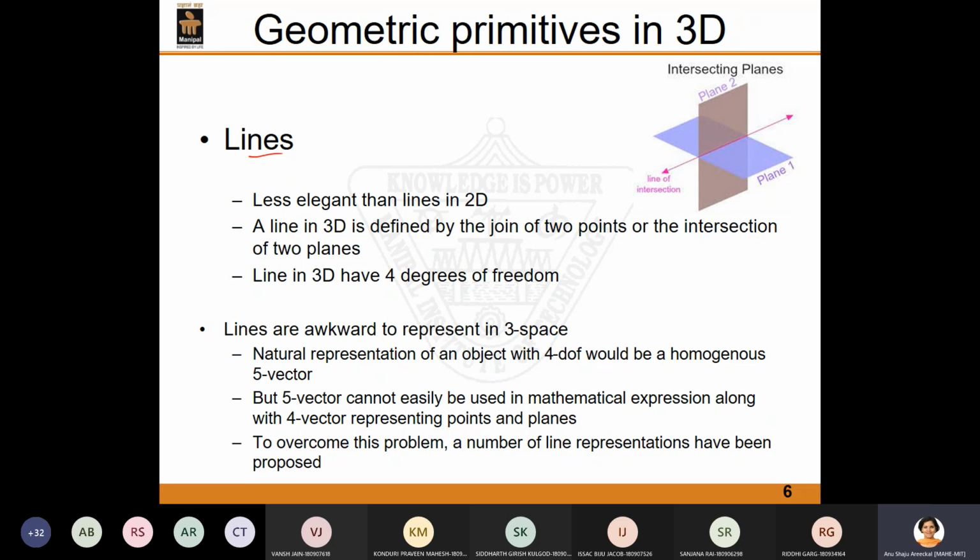If I'm defining the line in terms of planes, and a plane having three unknowns has three degrees of freedom, then together for two planes there should have been six degrees of freedom. But you can represent a line in just 4 degrees of freedom. Let's say you have plane 1 and plane 2, and the intersection of these two planes gives me this line of intersection over here. I can define this line with respect to the equations of these two planes.